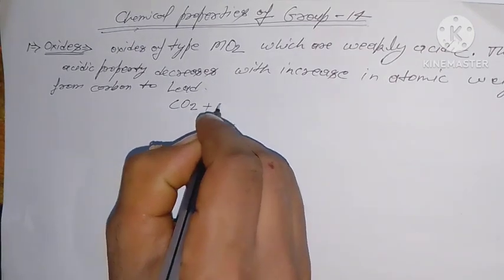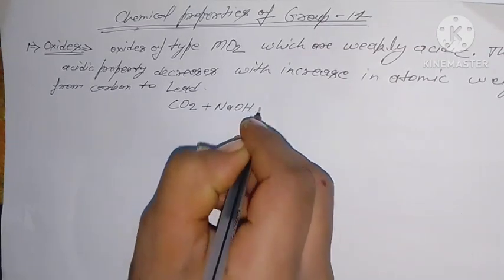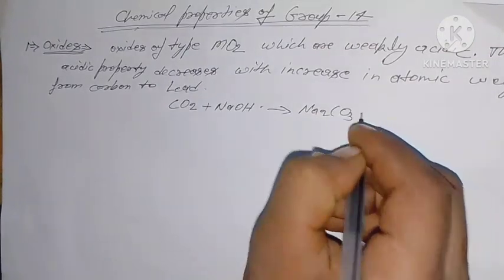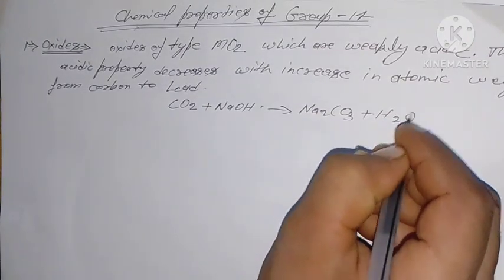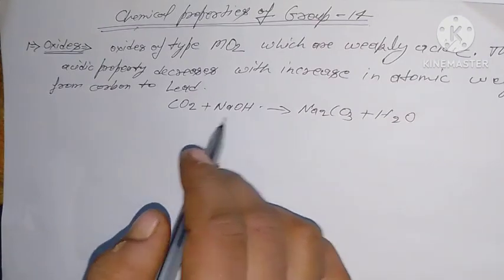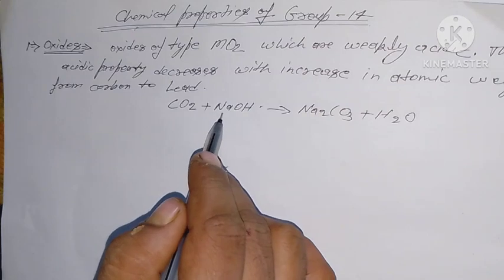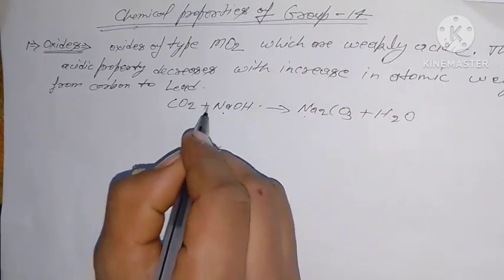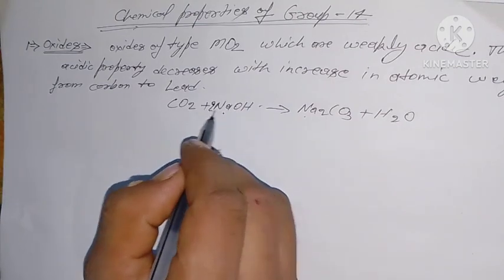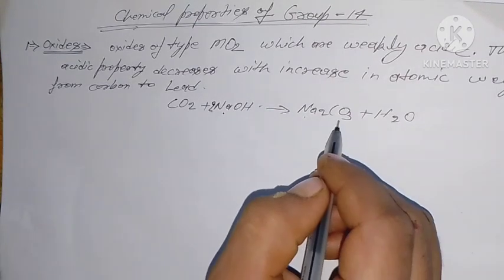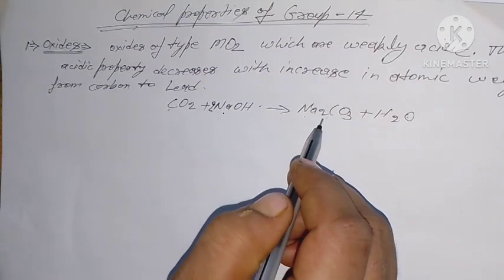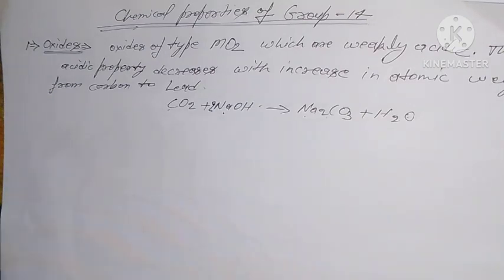CO2 plus NaOH gives Na2CO3 plus H2O. We will balance this equation. Number of sodium 1 and 2, so 2. Number of oxygen 3, 1, 4. Number of carbon 1, 1. And it is balanced.